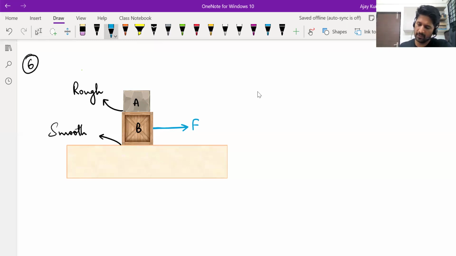But if you pull B with a large amount of force, then B will move faster than A. Both of them will move, but you will see B sliding more than A. So let us discuss what happens in this case actually.